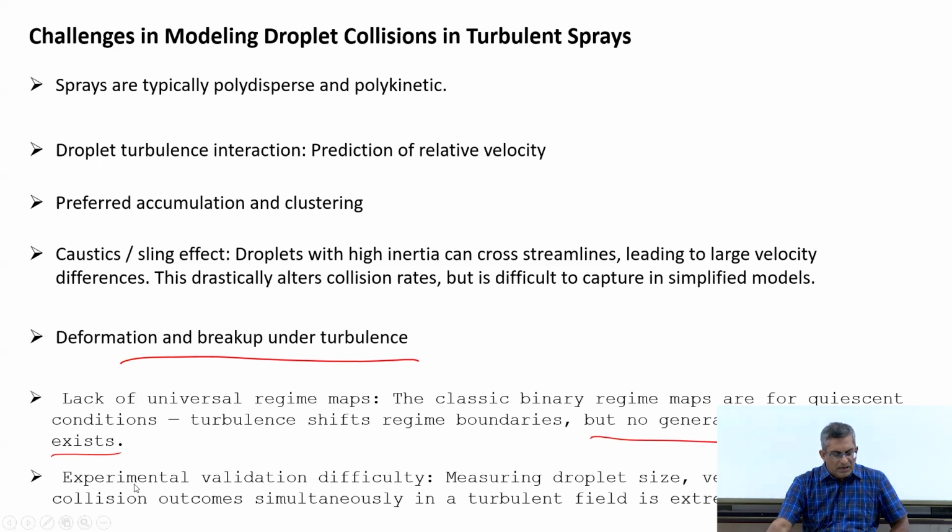And then another important issue is that experimental validation is difficult, because experiments themselves are difficult. It is difficult to measure particle size, velocity and outcome, everything, within a spray. You can do this for a droplet generator, but within a spray it is difficult to track. That is why we don't have enough experimental data to validate the simulations. So these are the challenges.